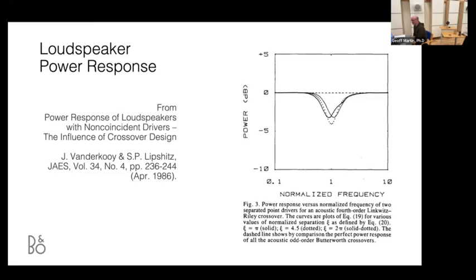We can either make a flat on-axis response speaker and live with this dip in the power response, or we can fill up the dip in the power response and live with a bump in the on-axis response, or do something that splits the difference, have a small dip in the power response and a small bump in the on-axis response. There's all kinds of things you can do to play with this, but unless you have two coincident drivers that are omnidirectional, then you're going to run into trouble here.